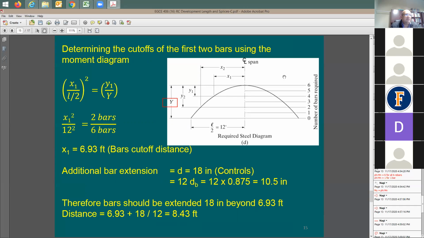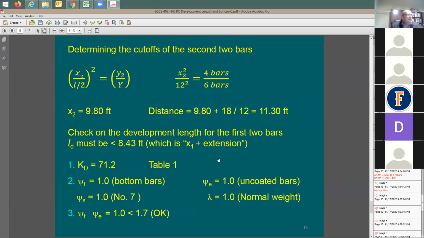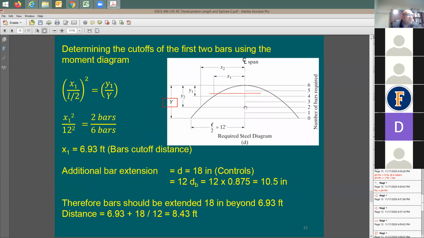So actually, you're not going to stop the rebar here. Instead, you're going to stop it a little bit further, if you like. And this distance is going to be 1.5 feet. So instead of 8.43, I'm going to make it here 9.5. Same thing for this x2. You're getting here 9.8. You add 1.5 feet, it's going to be 11.3. Maybe you make it 11.5 feet. So the distance from this point to that point is going to be 11.5 feet.